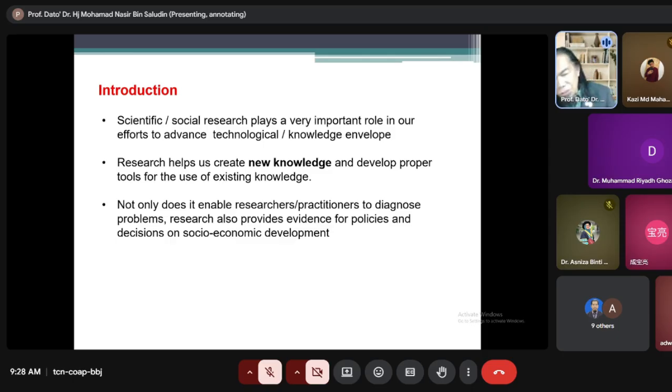When the problem exists, you will be able to do research. If there is no problem, there is no need to do research. So many students are confused when I ask them, what is your research problem? Can you find a research problem?